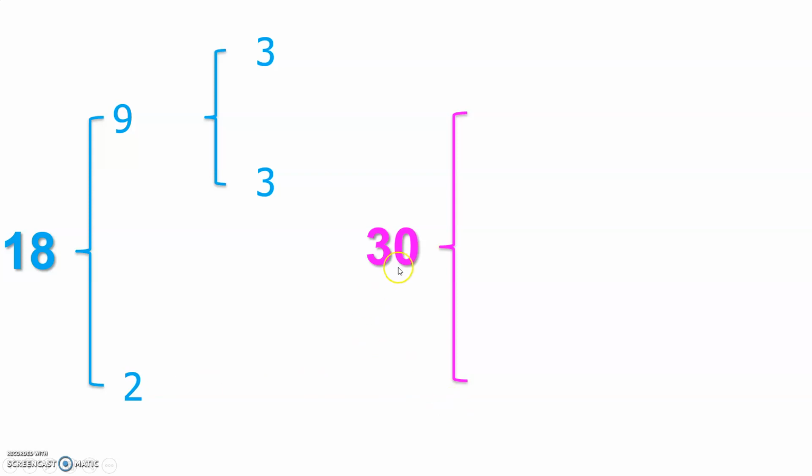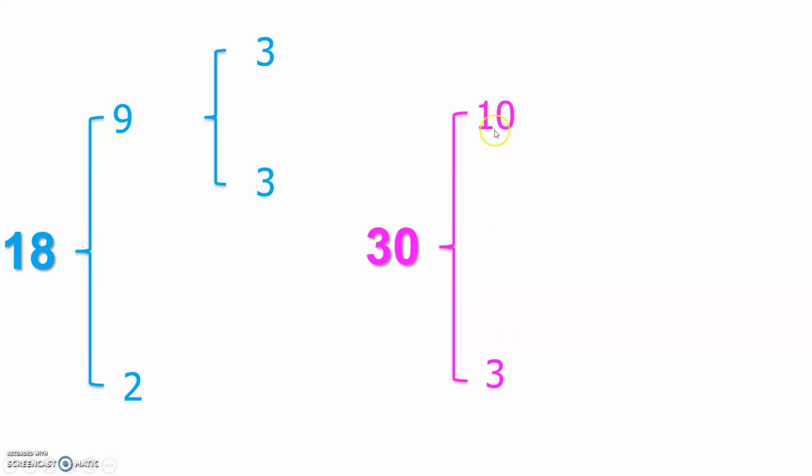So now I'm going to come over here to 30, and I'm going to do the same thing. I'm going to say, well, what two numbers go into 30? Well, I'm going to start with 10 and 3, because 10 times 3 equals 30. So these two numbers have to multiply together to give me 30, just like these two numbers had to multiply together to give me 18. Well, 3 is a prime number, so I stop right there.